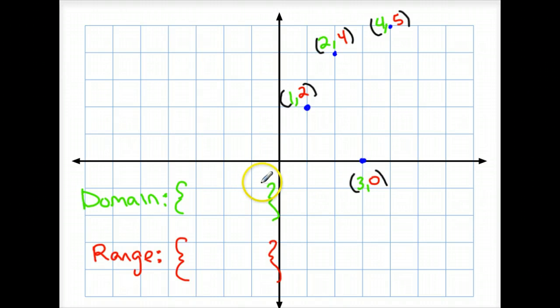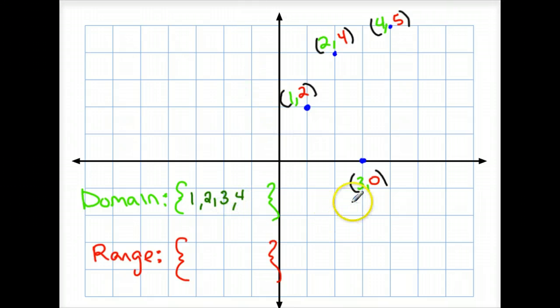Here's a graph with a couple of coordinates graphed: (1, 2), (2, 4), (4, 5), and (3, 0). Looking at these coordinates, the domain, again, is the x values. So on this first coordinate, (1, 2), the domain here is 1. Coordinates (2, 4), the domain is 2, and (4, 5) is 4, and 3. The domains are all in green. So when asked, the domain is 1, 2, 3, and 4.